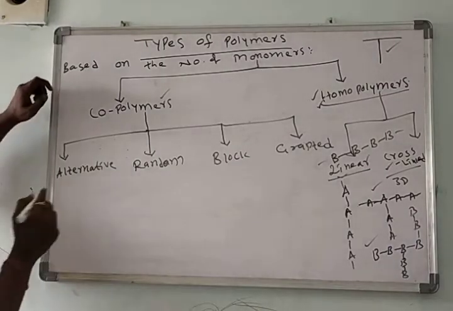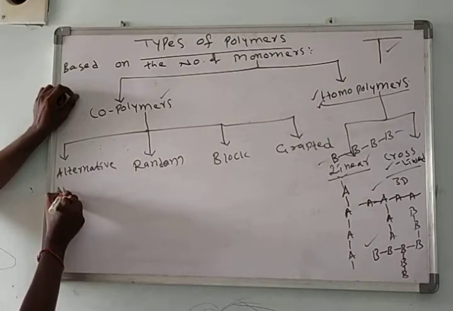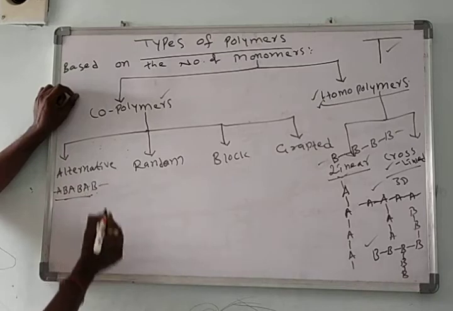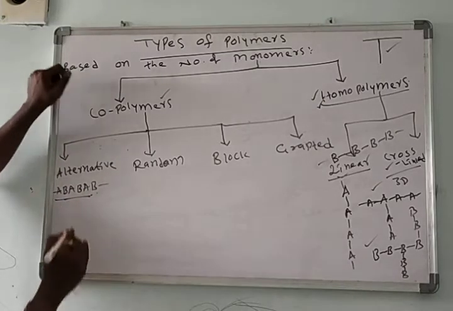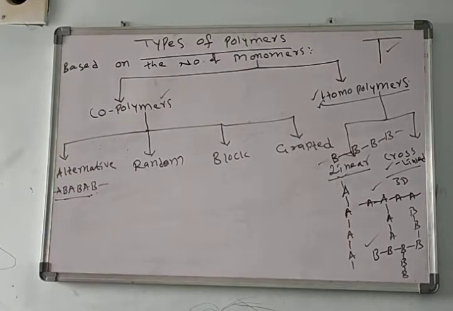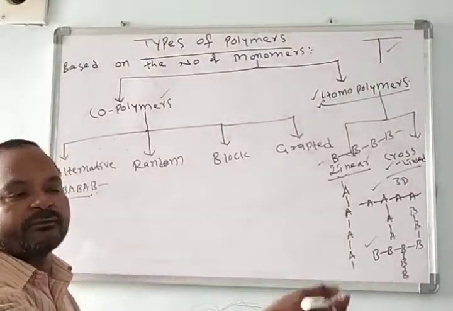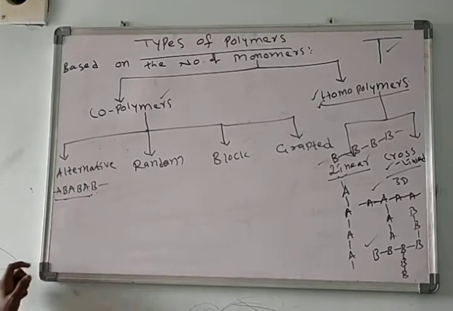Alternative copolymer means here I am taking A, B. This type of copolymers we called as alternative copolymer. That means, for example, we are preparing the one polymer from the vinyl chloride and ethylene. First you add ethylene, then vinyl chloride, then ethylene, then vinyl chloride, then ethylene, then vinyl chloride. Finally, we'll get the polyethylene and vinyl chloride polymer.